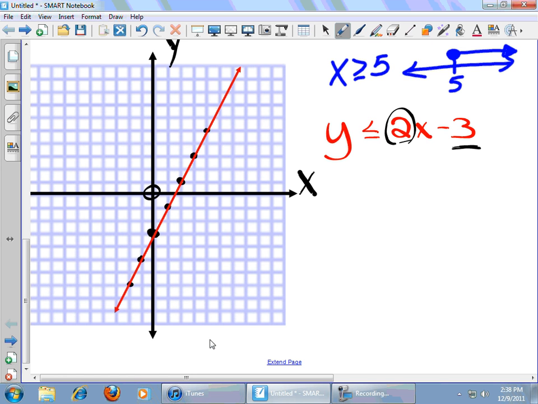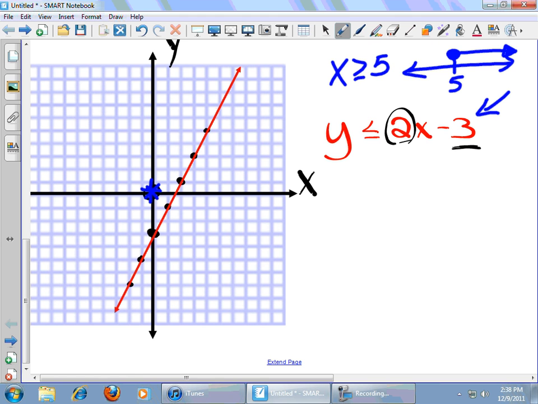I'm going to pick a test point. I love to pick the origin as my test point. I'm going to plug the origin into this equation. If I get a true statement, I will shade where my test point is. If I get a false statement, I will shade the other side of the line. Let me say that again. I'm going to pick a point that is not on the line. I like to pick the origin because 0, 0 makes the math easy.